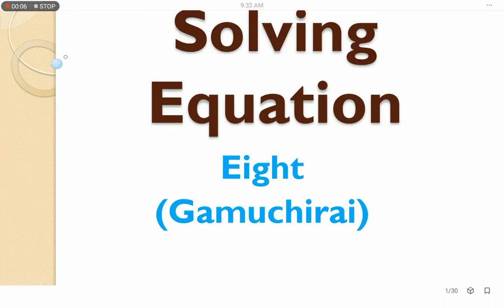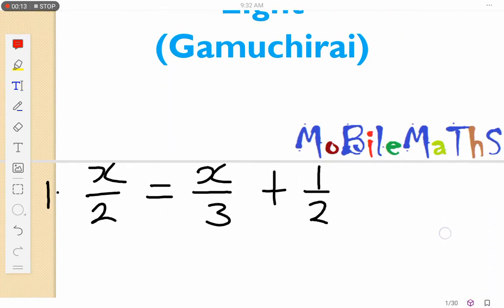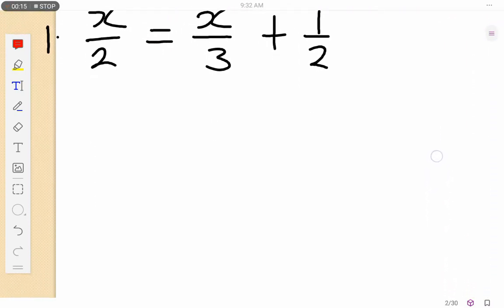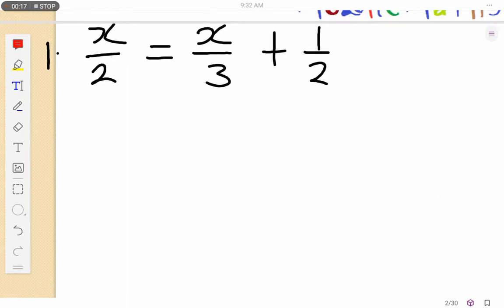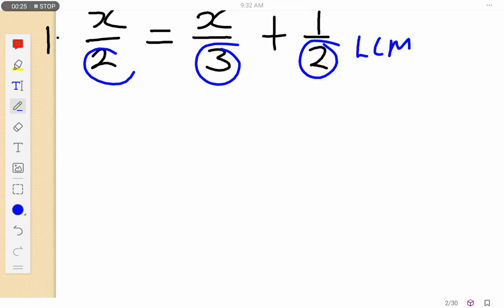Today I want us to look at solving equations. Here we have got some fractions that we are going to be solving. So for this one, I can find the lowest common multiple for these denominators 2, 3, and 2. So the easiest number that I can think of is 6. 2 can go into 6, 3 can also go into 6.